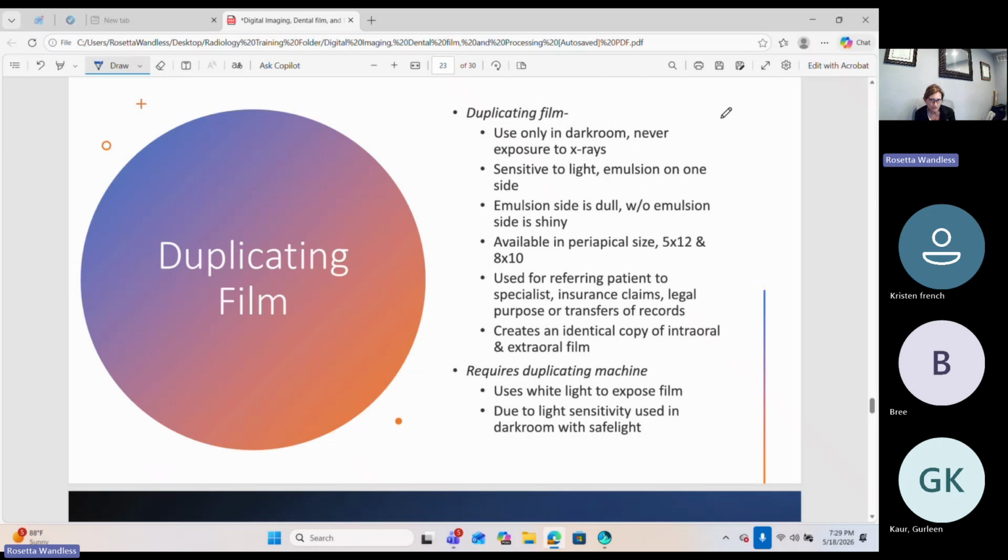You do need a duplicating machine, which is literally nothing more than a big box with a flash of white light in it. And we do have to use it in a dark room. So if you had that, it's going to be in a dark room setting.